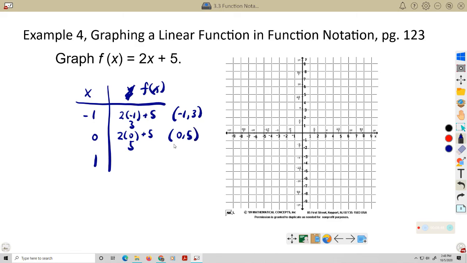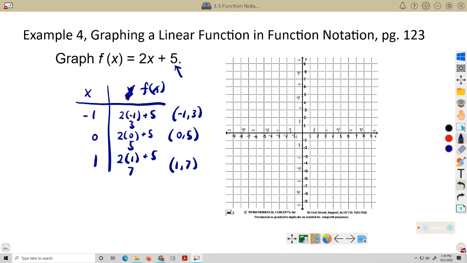This is a special point in that whenever x is 0, the output, the y value, is going to be whatever is added at the end. And then finally, if x is 1, 2 times 1 plus 5. 2 times 1 is 2, 2 plus 5 is 7. So 1, 7.